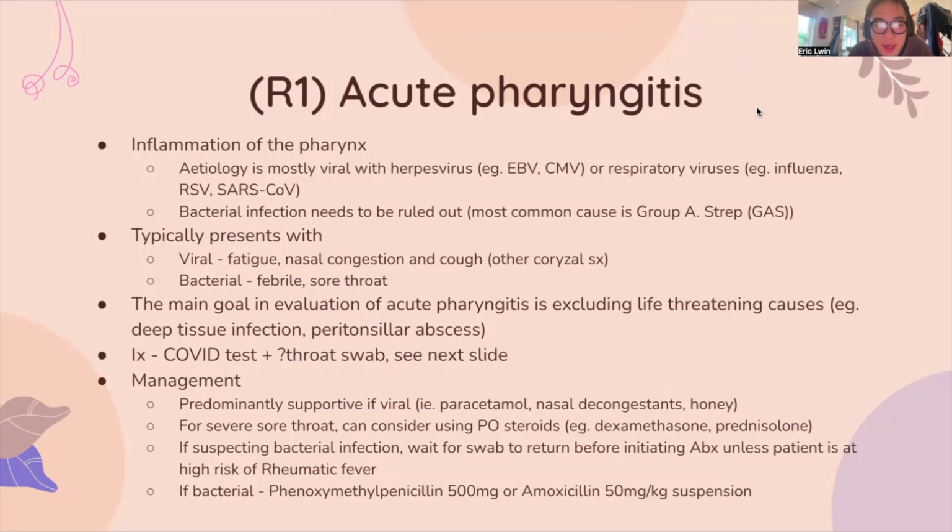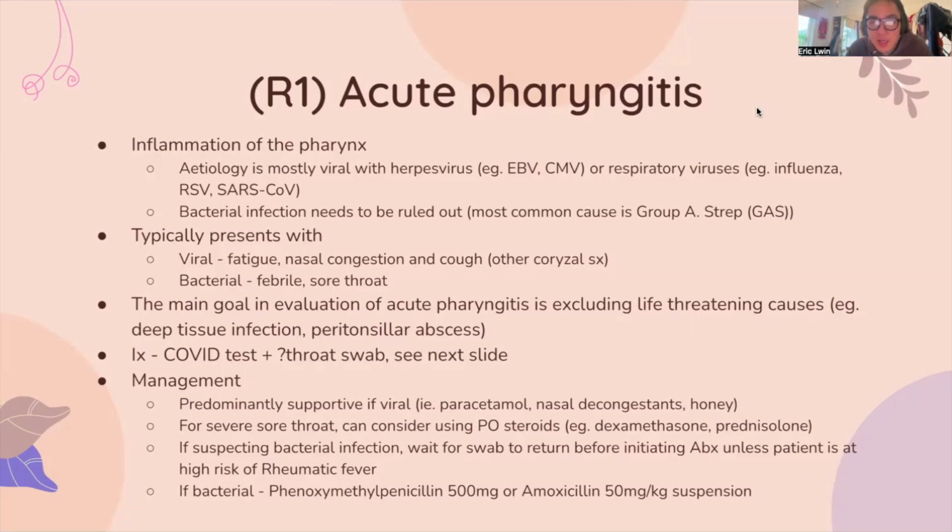Okay, and then in bacterial acute pharyngitis, the patient may be febrile or have a sore throat. The main goal in evaluation of acute pharyngitis is to exclude life-threatening causes such as a deep tissue infection or a peritonsillar abscess, which may cause airway obstruction and would require more intense management than what can be offered at a GP clinic. So the investigations for acute pharyngitis may include a COVID test, because COVID is one of the causative viruses, or a throat swab, which you can see in the next slide to see if we would do a throat swab or not.